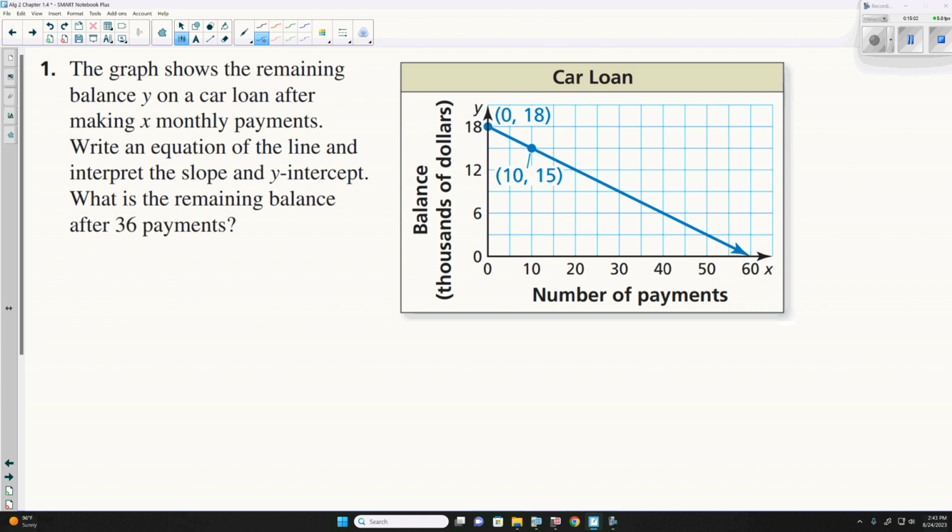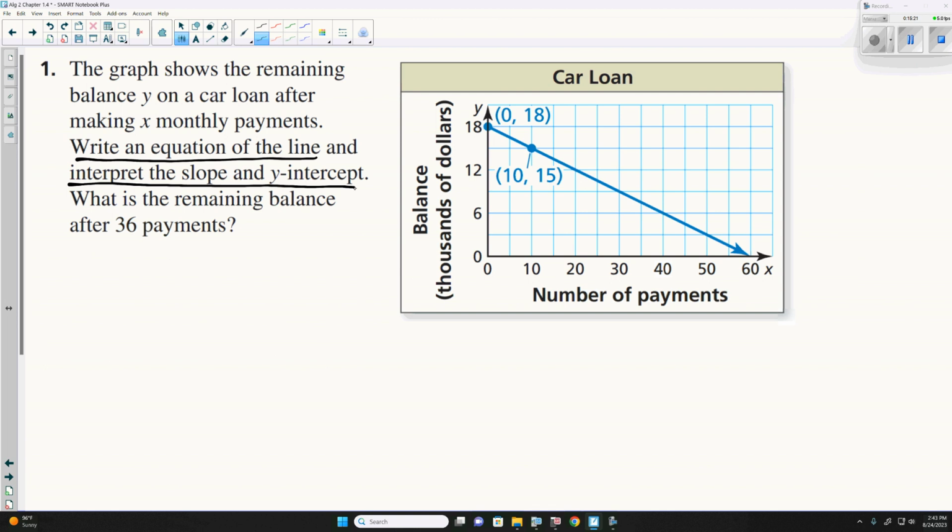Now, let's look at this one here. The graph shows the remaining balance y on a car loan after making x monthly payments. Write an equation of the line and interpret the slope and y-intercept. Then we want to see what is the remaining balance after 36 payments.